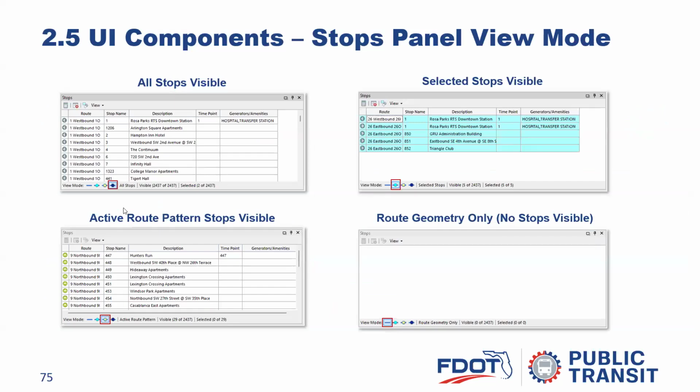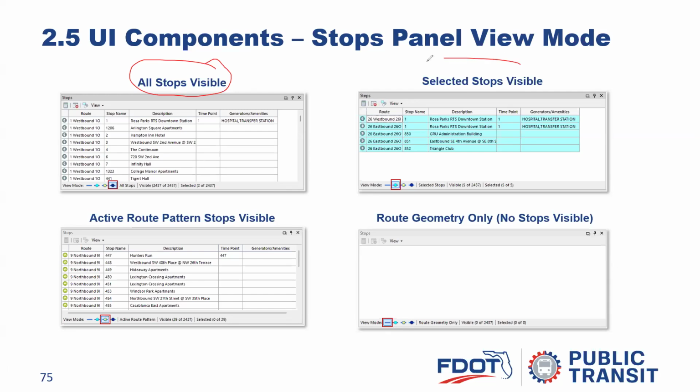Okay, I mentioned the view mode. So here at the bottom of the stops panel is the view mode. There are 4 types here. You have all stops visible, which is right here. And that just means that every stop in the network is visible, doesn't matter whatever the context, they're all visible.